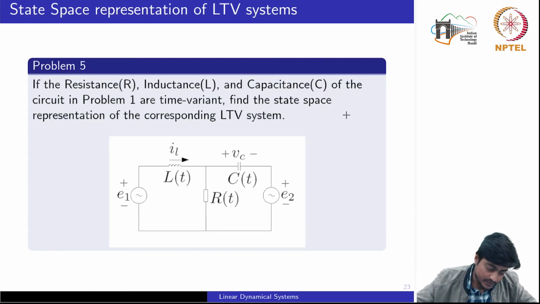Problem 5 deals with the state space representation of the LTV system. So here for the LTV system, we have assumed that all those passive parameters, which were having some constant value in the first part of problem 1, are now time dependent parameters. Okay, the inputs would remain as they are. So now if you apply the superposition principle on this circuit, you would see that it satisfies linearity, but it is time variant because of the parameters being time dependent.